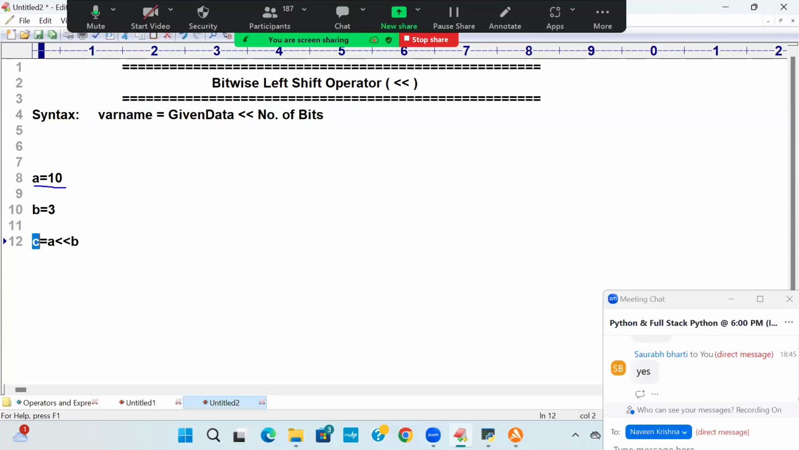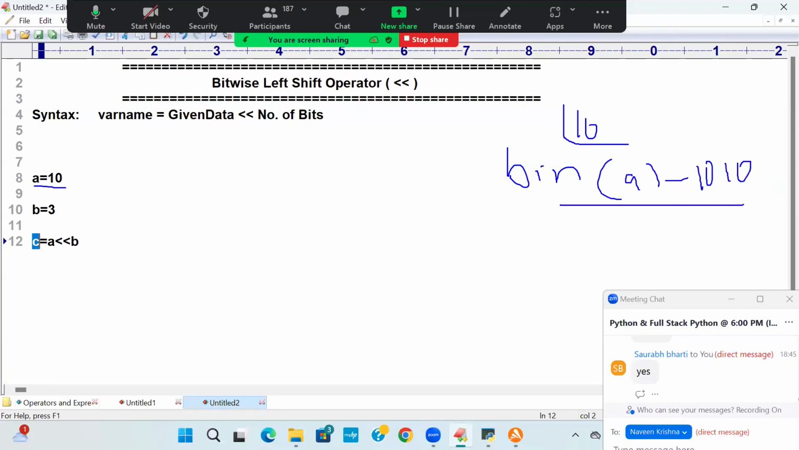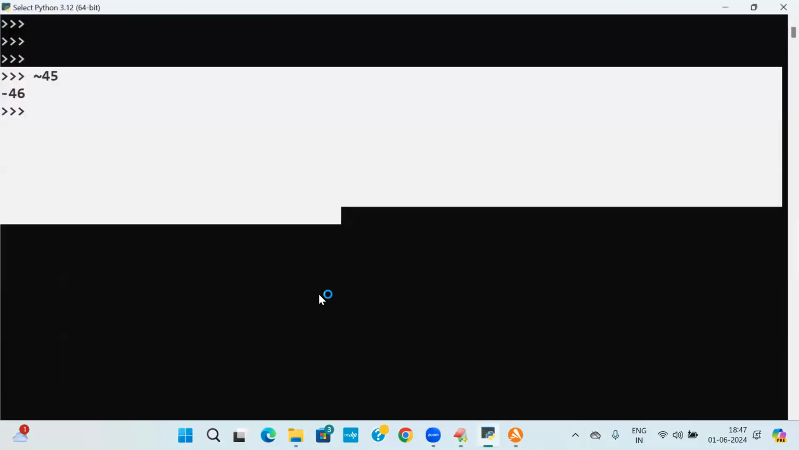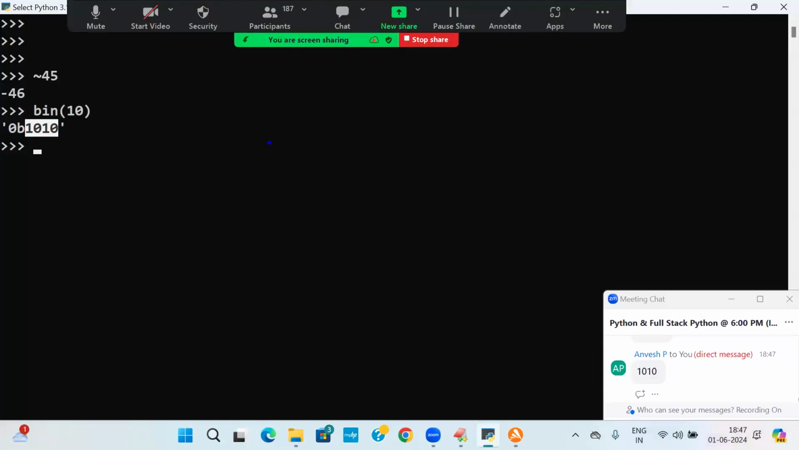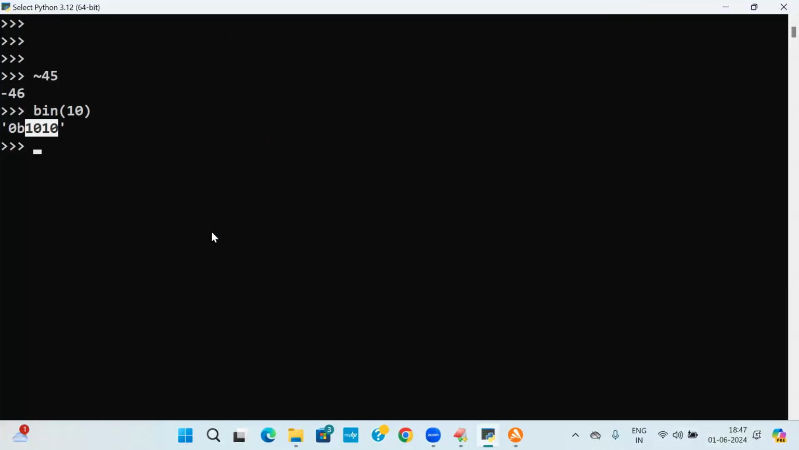First, A is converted into which type? Binary. Do you know how to convert 10 into binary? What is the function name? Bin. Bin of what? A. You will get 1010. Practically, you can try bin of 10. Got it? Understand? How many bits? 4. Let's see another one. Bin of what? 2. What is the answer? 10. Are you following me?